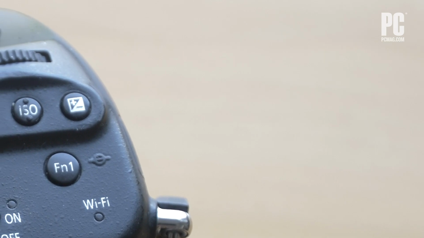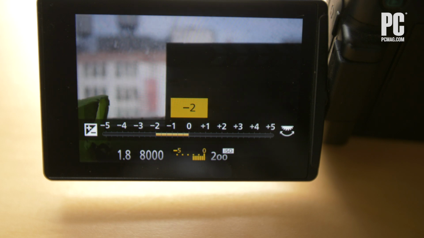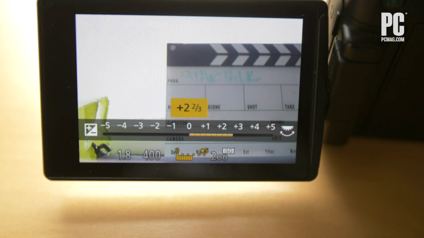Many cameras have a physical button or dial for this, identified by a plus-minus symbol. If your photo is too dark, move the scale up above 0. If too bright, move it down a bit.